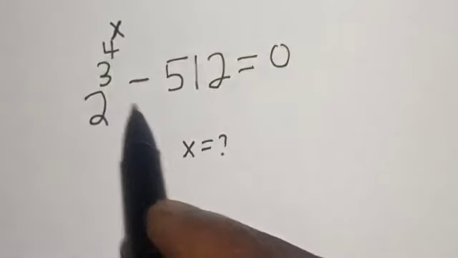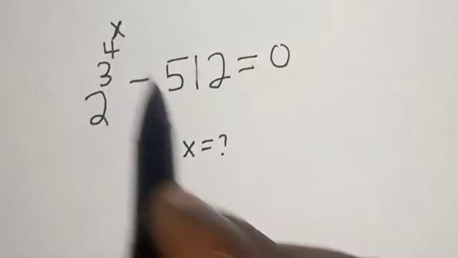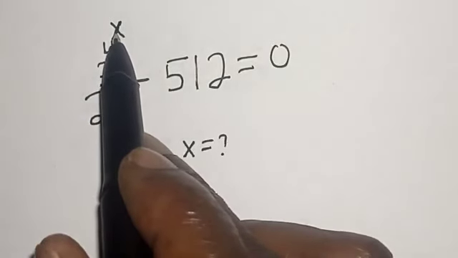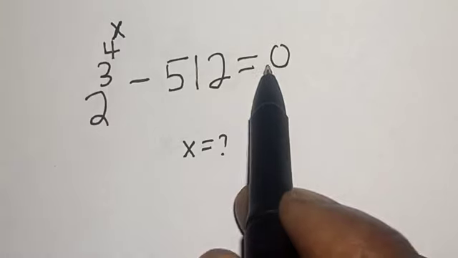Hello, welcome to Mathgist. In this class, we want to find the value of x from this equation: 2 to the power of 3 to the power of 4 to the power of x minus 512 is equal to 0.